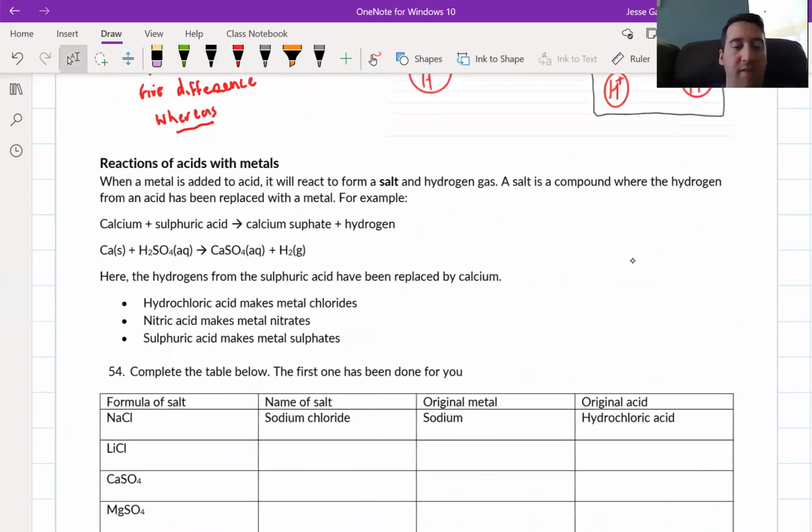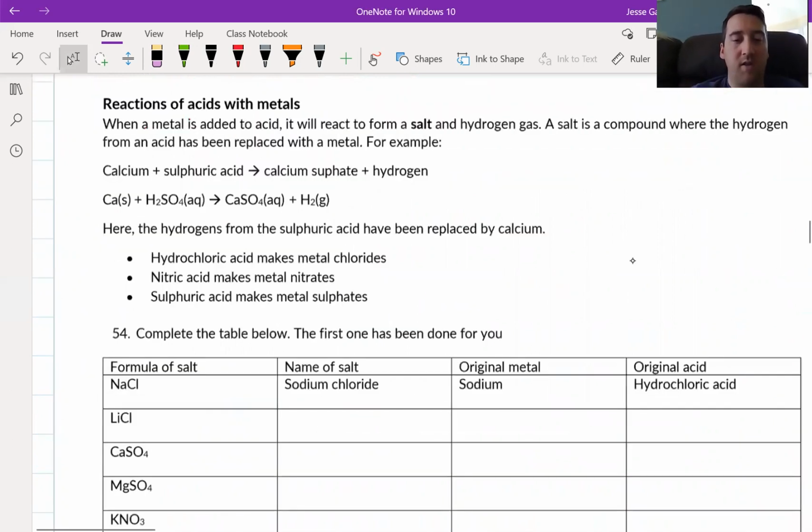So we're going to look at question 54 now, and we're going to see how this works. So the first one has been done for you. It's asking you to complete the table below. Notice that we're starting with the formula of the salt, and we want to name it. So this here is sodium chloride. Okay, so chloride is the name of the salt, and the metal is sodium. So sodium chloride is the name of the salt.